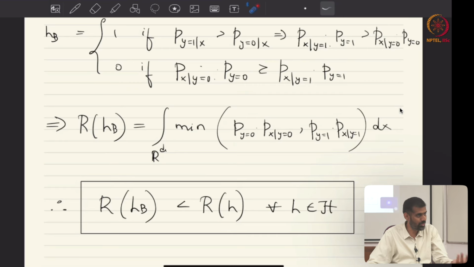Are you telling me how to solve it? Try it out. So you write it down. I have told you what the classifier is. Write down the algebra and see if you can do it. It's pretty straightforward, given this. Try it out once.